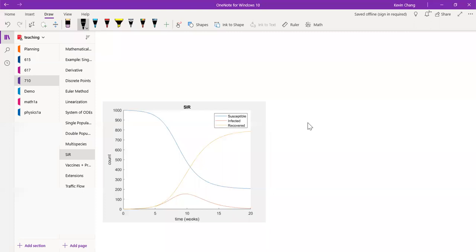And essentially, we have 1,000 people in our population. We have maybe 1 or 2 people who are initially infected. And that is this red curve here. You can see that infected grows and then it curves down. That's how all infections in history have worked.